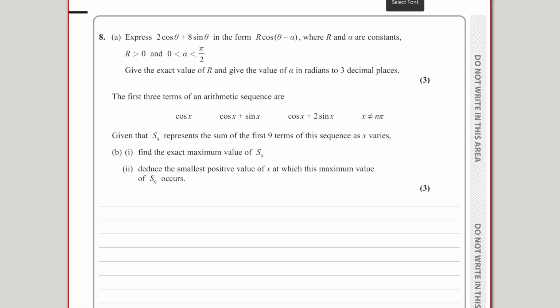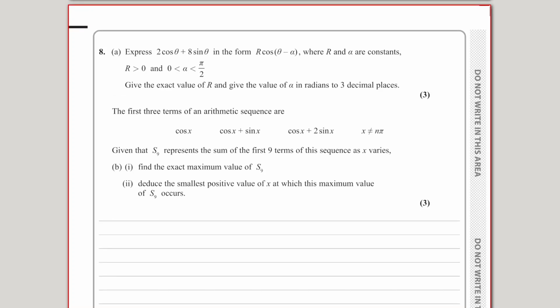Question 8. Express 2 cos theta plus 8 sin theta in the form r cos(theta minus alpha), where r and alpha are constants. R is bigger than 0, and alpha is between 0 and pi over 2. Give the exact value of r and find the value of alpha in radians to 3 decimal places. So we're using our cos(a minus b).